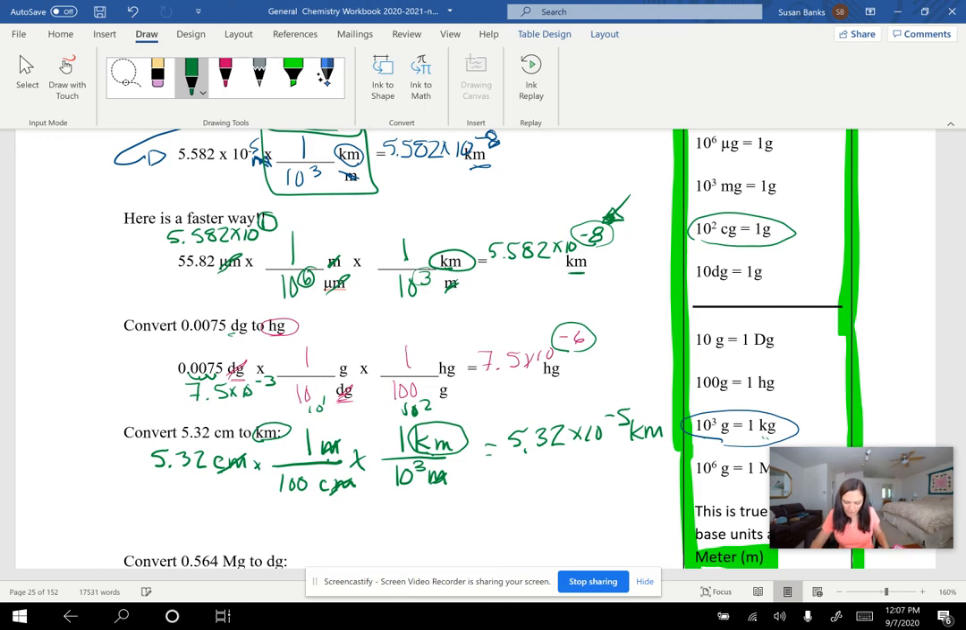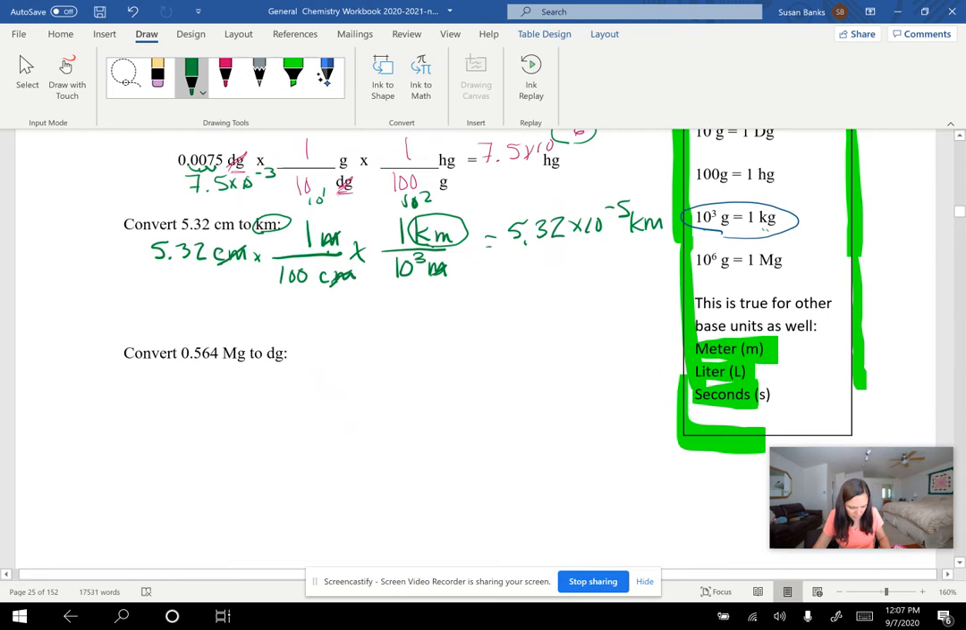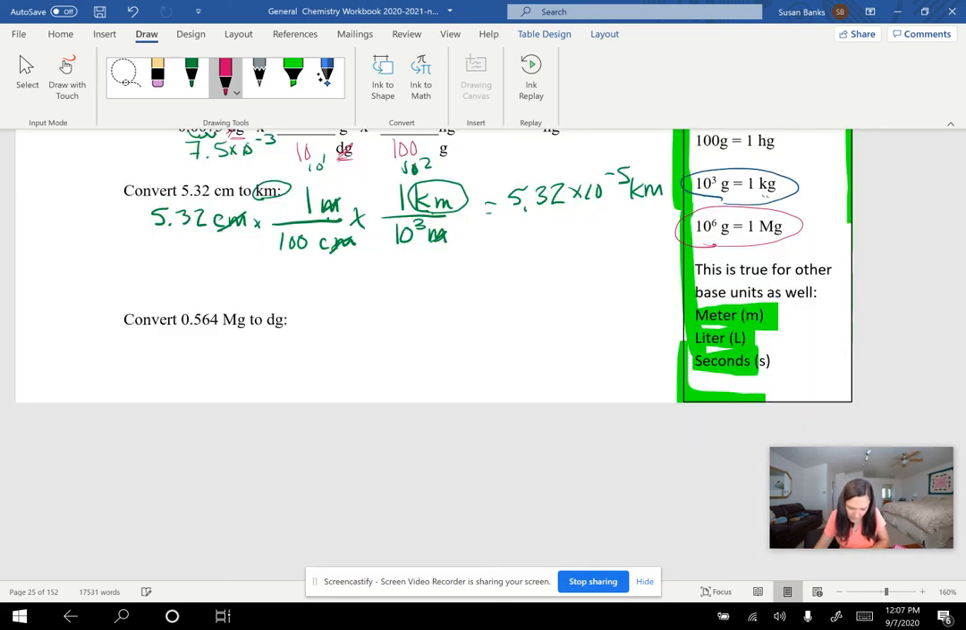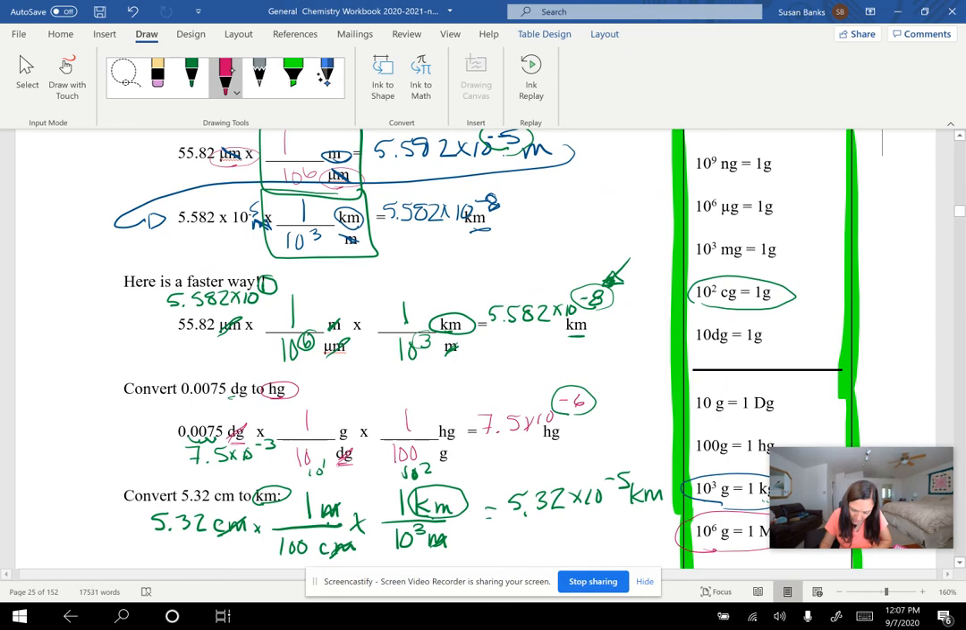Okay, so our next one, we are going to convert megagrams to decigrams. So let's look at the conversion units that we're going to need to use here. Oh, that doesn't want to erase at all. So we're going to want megagram, and we're also going to want decigrams. So right here, this one.